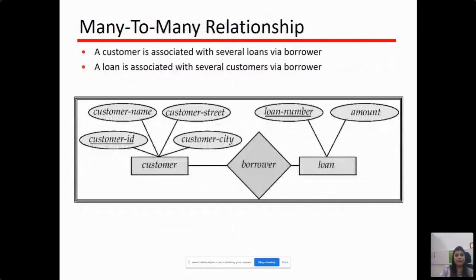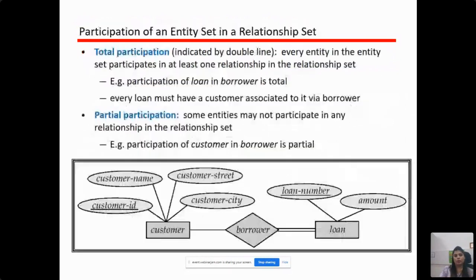Then we have many-to-many relationship. Here there are no directed lines, so that means on both sides the relationship becomes many-to-many. A customer can have many loans, and many loans can also be associated with several customers via the relationship borrower.